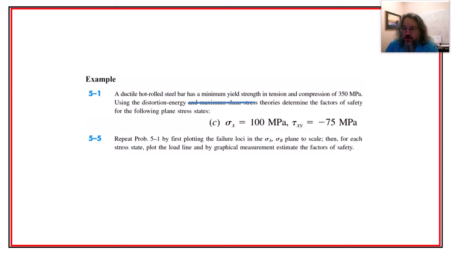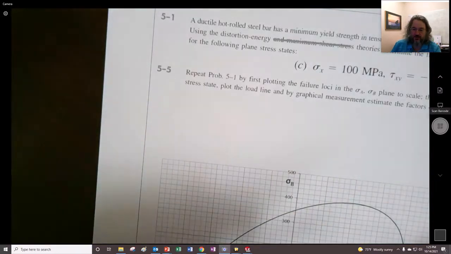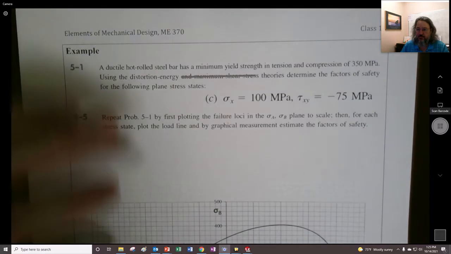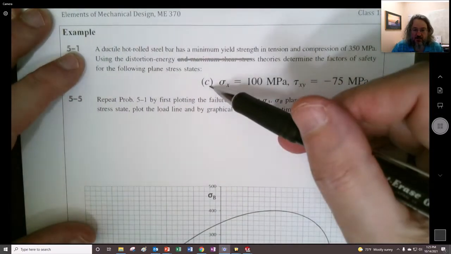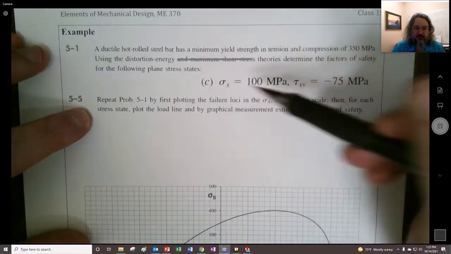Class 15, I'm going to do a series of examples, and the first one is very much the same as the maximum shear stress theory class 14 example. It's the same one actually, but I'm just going to now do distortion energy theory, so I might want to look at the other example or the examples from class 14 where this is the case. So this is problem 5.1c and 5.5 from Shigley.